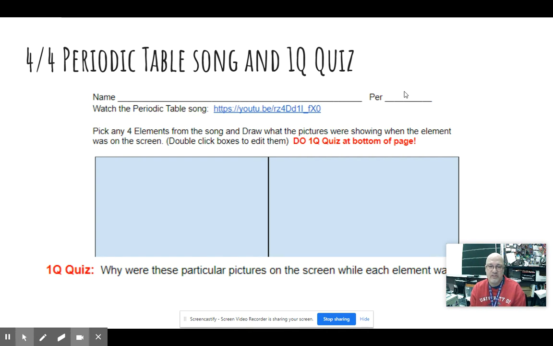And there's a one-question quiz at the bottom, and I have copied it there on the bottom. It says, why are those particular pictures on the screen while each element was on the screen? So that's the question. I need you to answer that question. If you do not answer that question, I'll give it back to you. That's what we're doing this week.